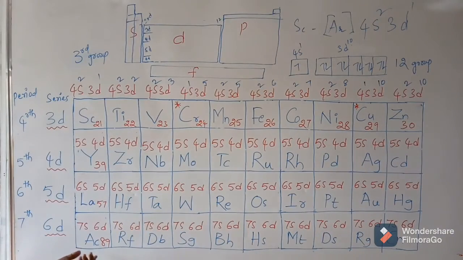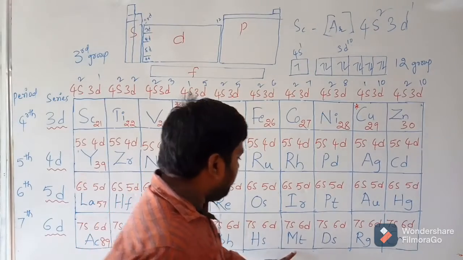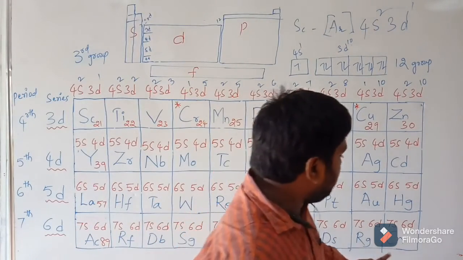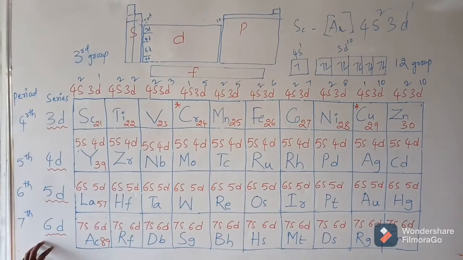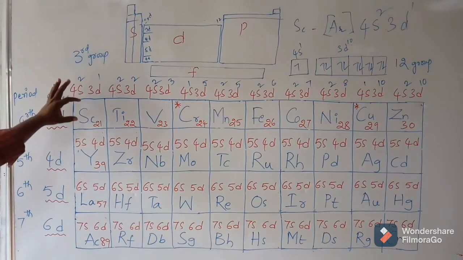So the next one is actinium: actinium, rutherfordium, dubnium, seaborgium, bohrium, hassium, meitnerium, darmstadtium, roentgenium, and copernicium. So these are the 6d series. So totally 3d, 4d, 5d, 6d series, and a shortcut method is there.